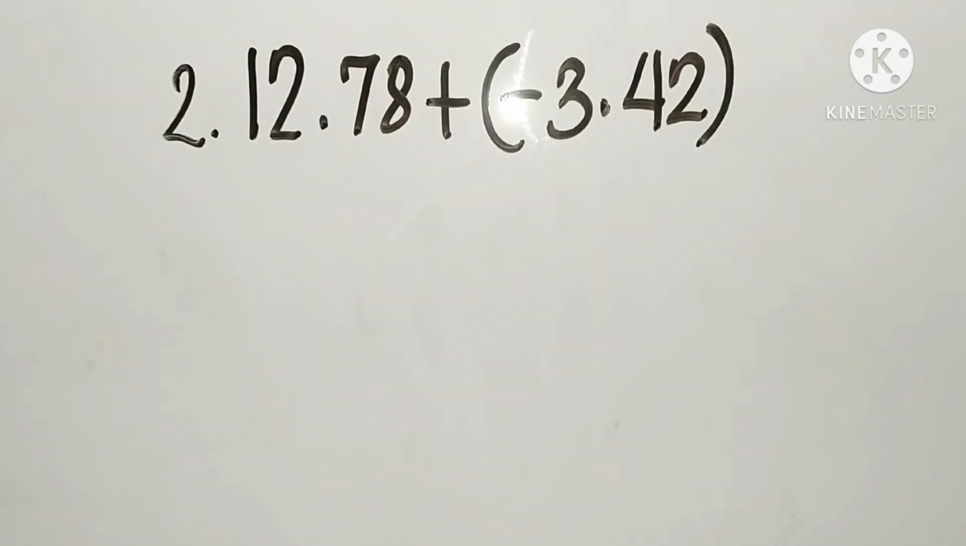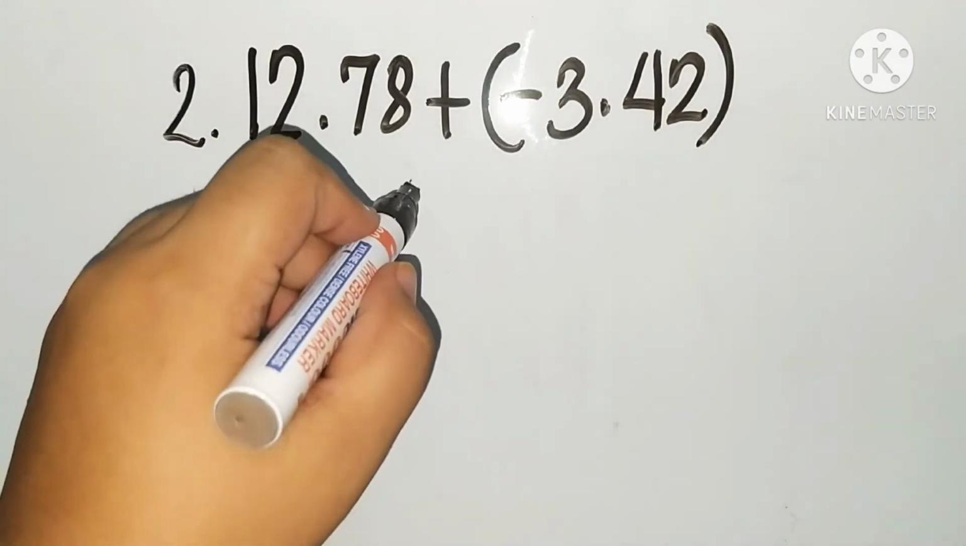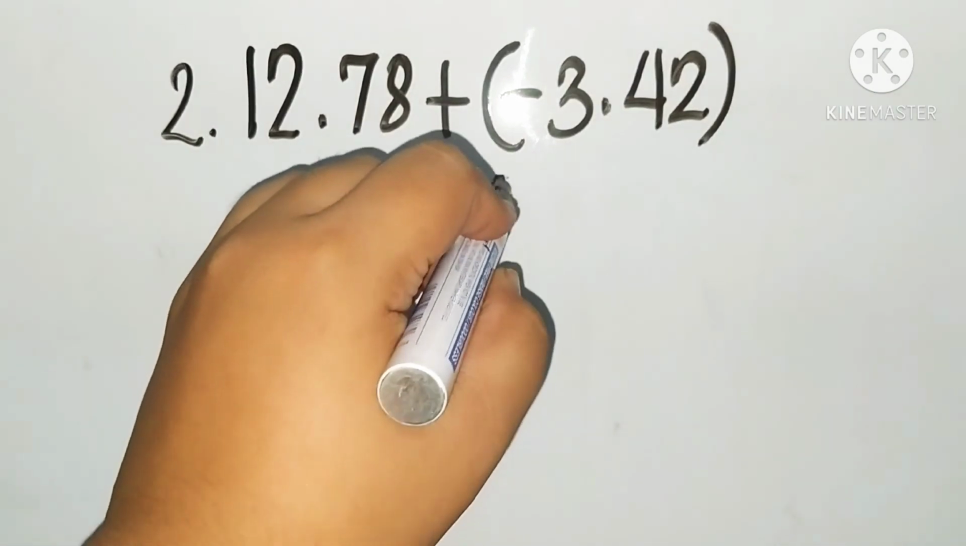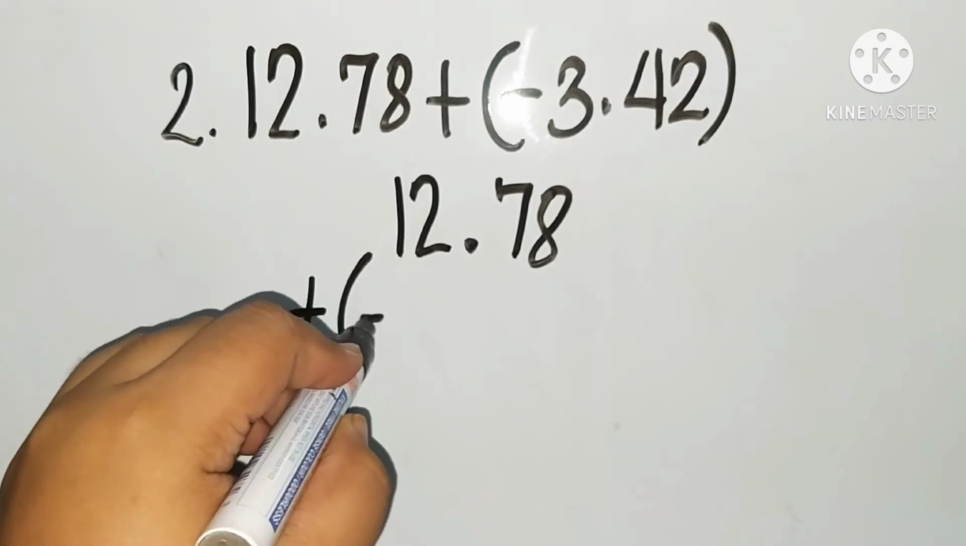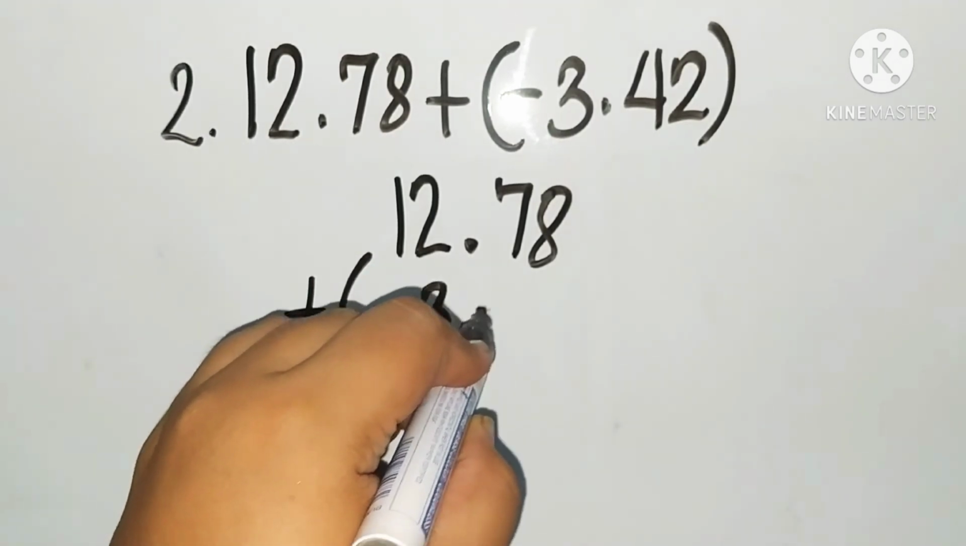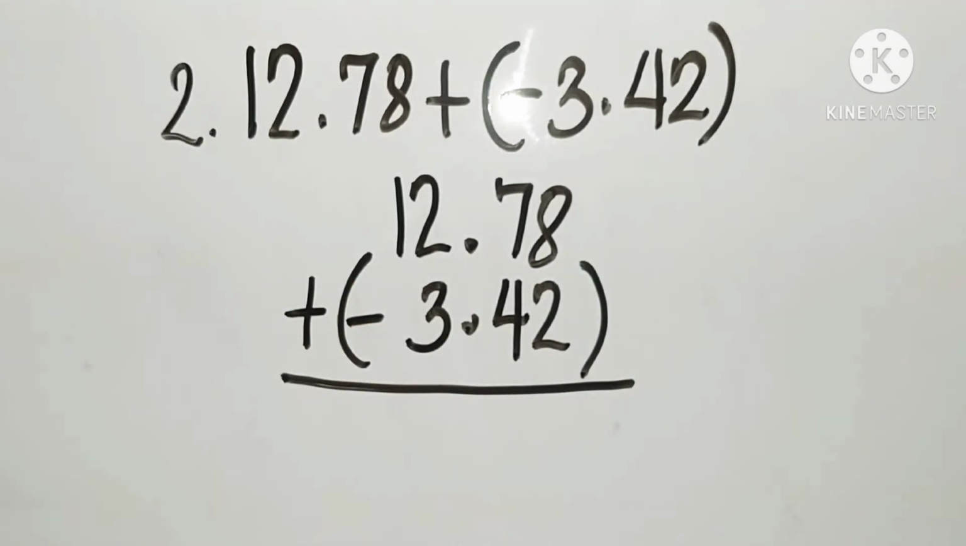Paano naman kung magkaiba ng sign yung decimal? 12 and 78/100 plus negative 3 and 42/100. So, ang gagawin nyo lang ay ganito po. Una, isulat ulit natin sila in column. So, magiging 12 and 78/100 plus negative 3 and 42/100. Ngayon, may magbabago lang sa step natin kasi instead of adding, magsasubtract tayo.